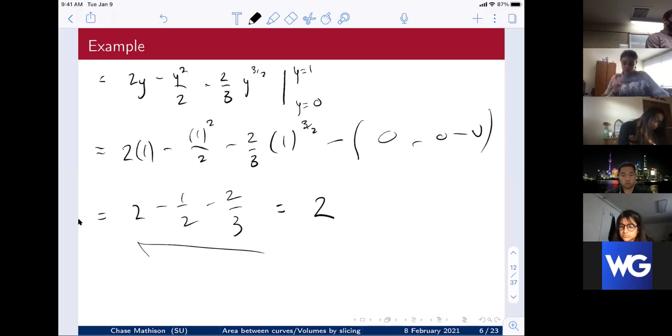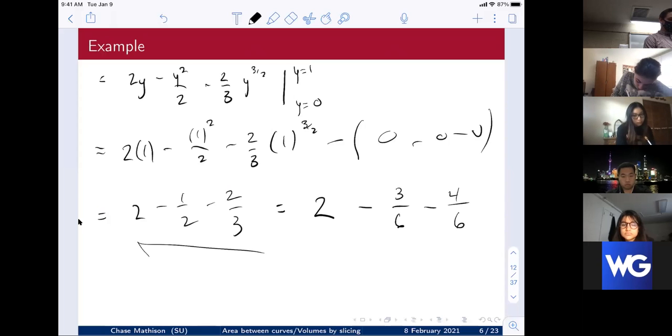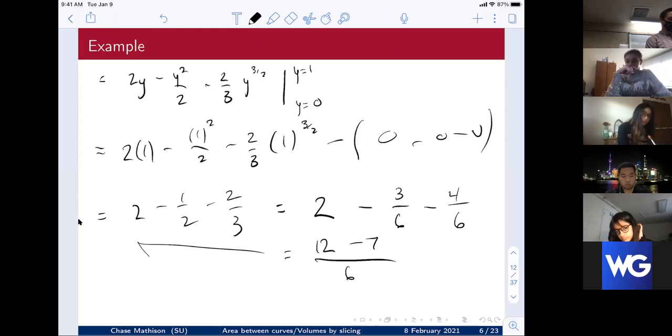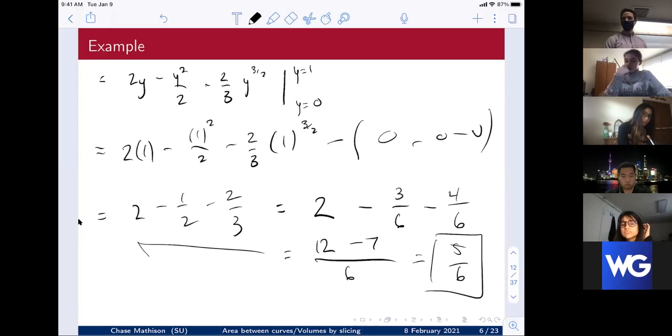So this is 2 minus 3/6 minus 4/6. So 2 is 12/6. Minus 3 minus 4 is minus 7. And this is all over 6. So this is 5/6. Okay. Questions on that?